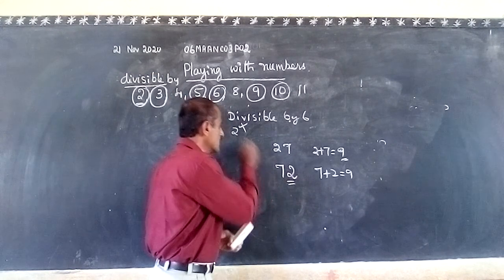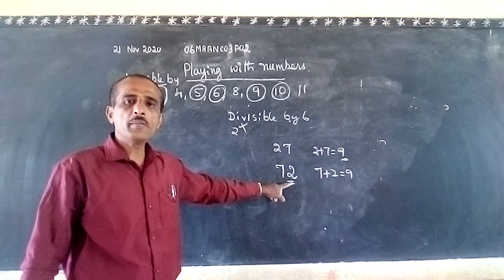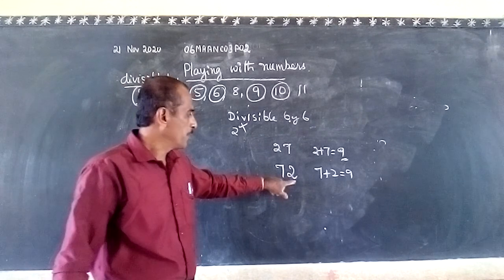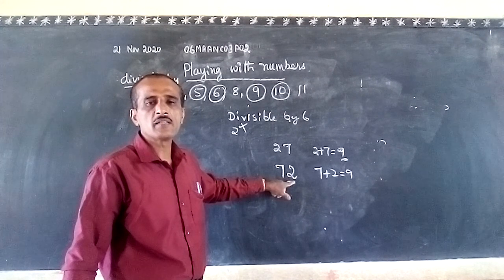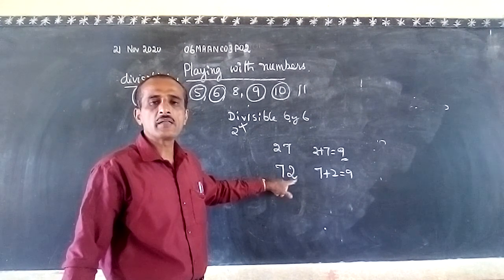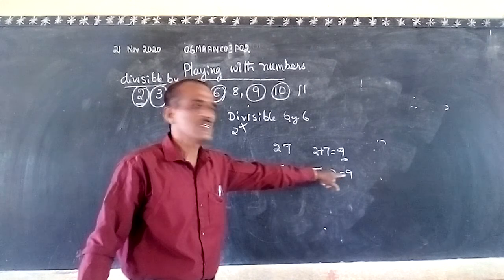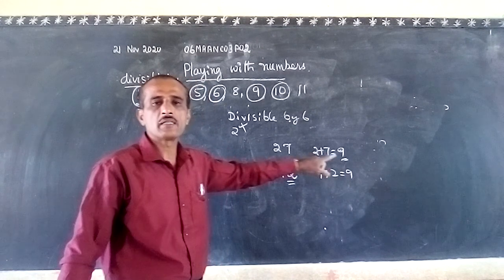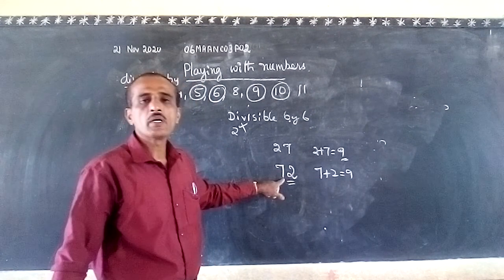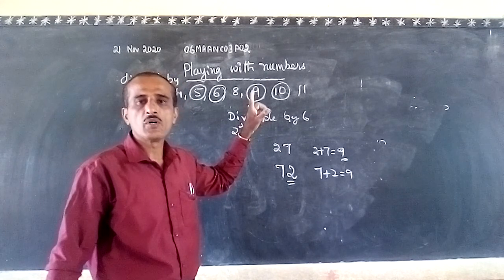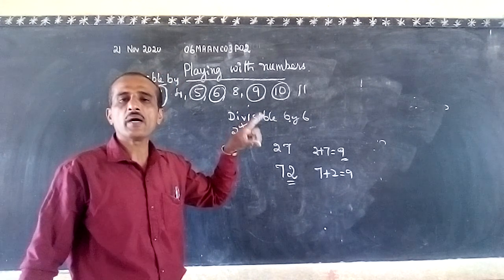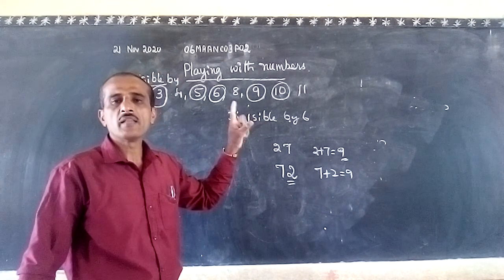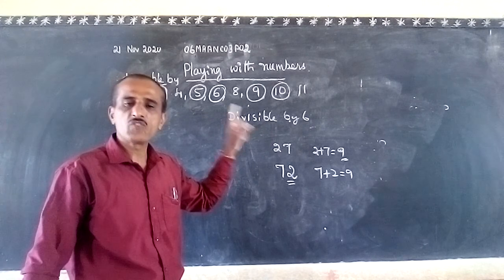Therefore, this 72 can be divided by 2. Why? Because 2 is there in the unit place. 72 can be divided by 3. Why? The sum of the digits is 9. It is divisible by 3. Therefore, 72 can be divided by 6 also. Why? 72 can be divided by 2 as well as 3.